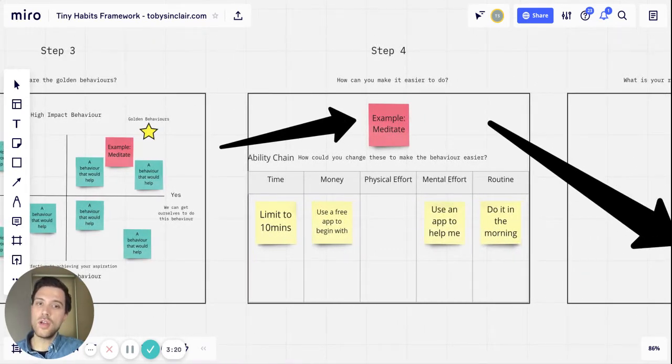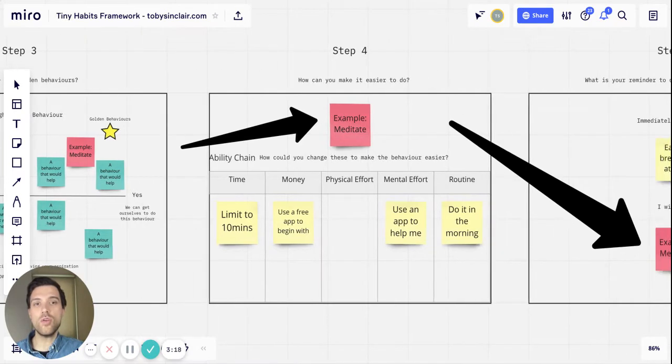And what we do here is we use something called the ability chain. So we look at the time, money, physical effort, mental effort, and our routine to identify how we can make it easier. So you can see some examples here for meditation where maybe I limit it to 10 minutes, or maybe I use an application to help me with that meditation.